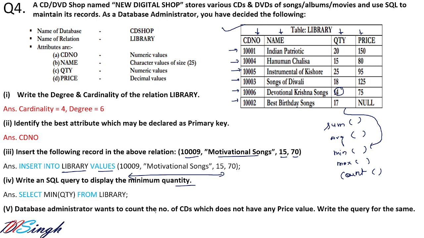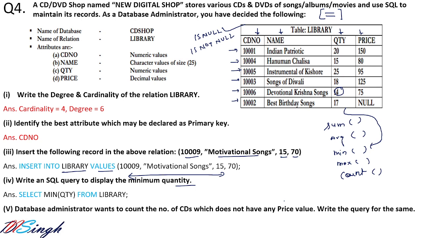Database administrator, you want to count the number of CDs which do not have any price value. Write a query for that. There is an operator called is null to compare the null values. There are two operators, is null and is not null in SQL. Remember that null is not compared through the equal to sign. So we are going to display the CDs which have no price value.